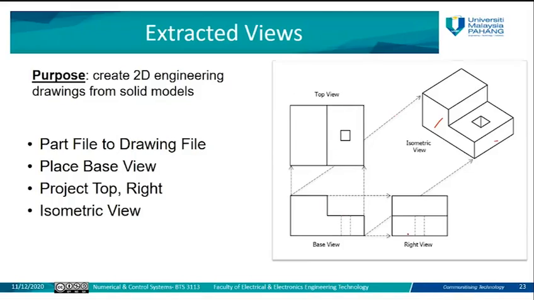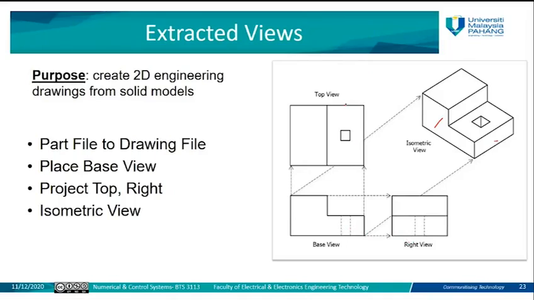The base view here means the main view, or the front view, and the right view is the view from this side. So how do we convert this? This is the first step. If you have an isometric view, you need to have the top view, front view, and right view of this product.